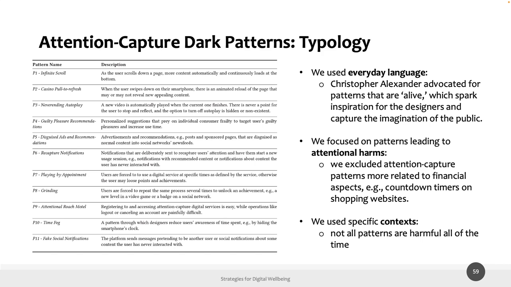And this is the typology. As you can see, we tried to use names conveying the right expectation for the pattern. I mean, we all know that notifications may sometimes be attention capture dark patterns, but not all notifications are of this type, of course. So we tried to specify the dark part of each pattern already in the name. So we have, for example, recapture notifications. We will see what they are in the examples. We have, for example, guilty pleasure recommendations. So not all recommendations are problematic. Here we are trying to identify a specific kind of recommendation.